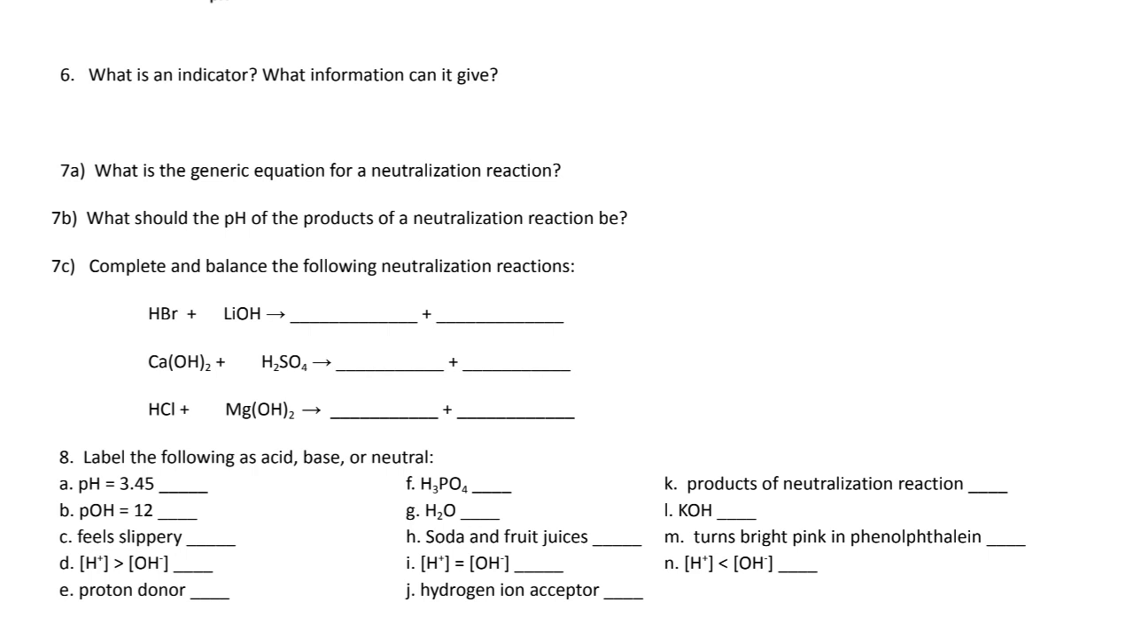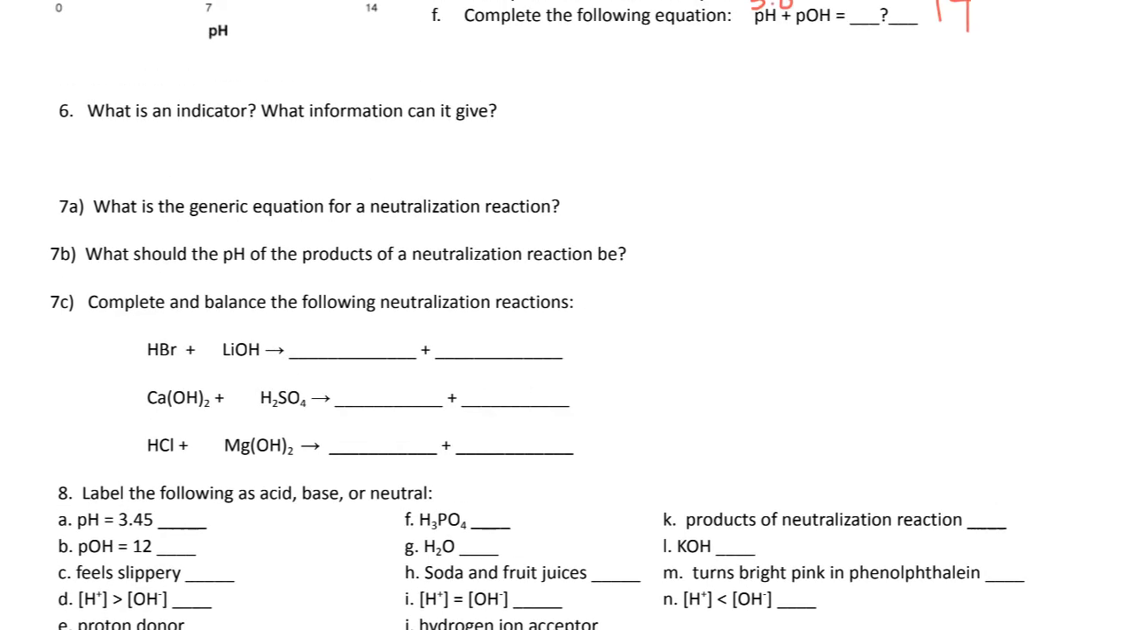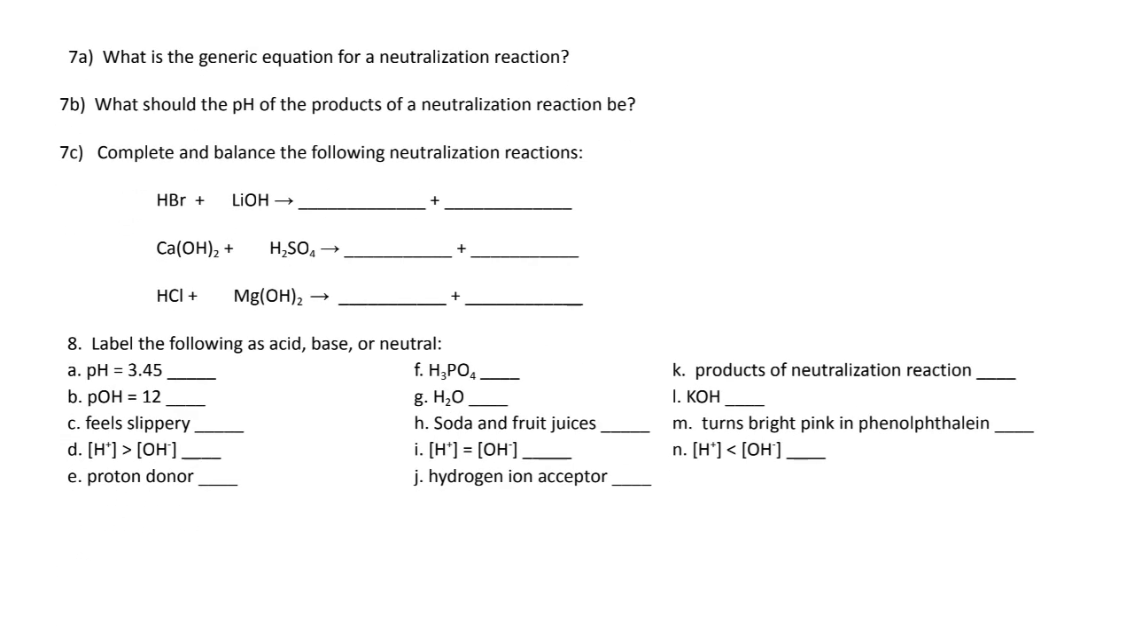All right, generic equation for a neutralization reaction. So here, I'll try to write this. So you've got an acid, which we'll represent with an HA. We're going to mix that with a base, and the acid and the base are going to cancel each other out. So how we represent the base is BOH.